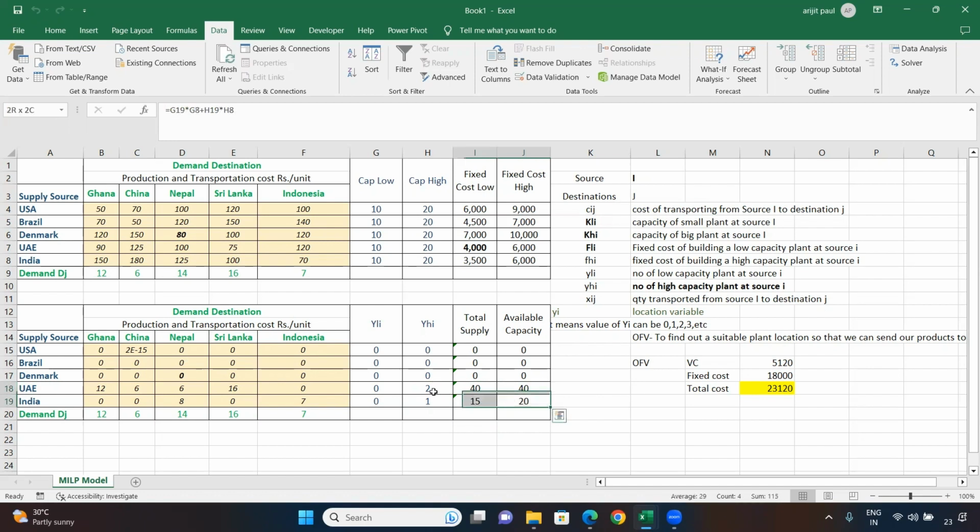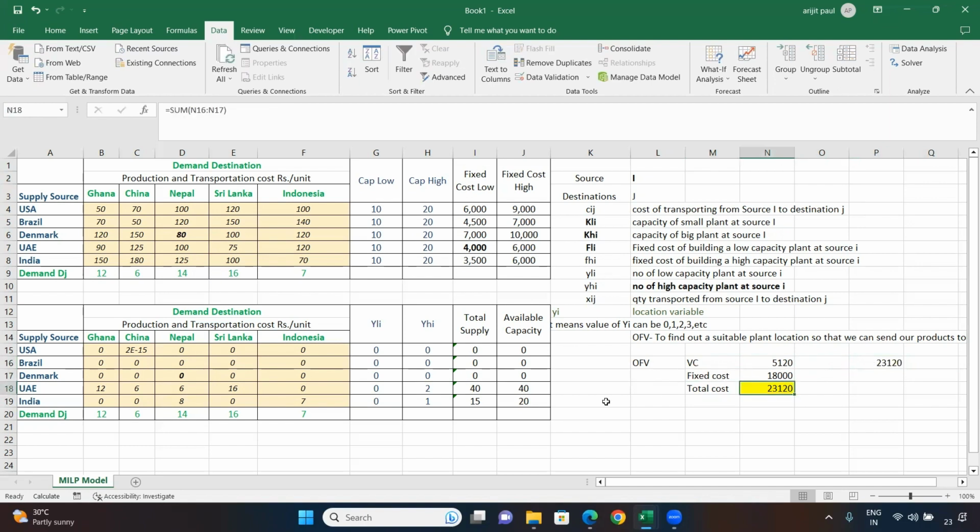Now, if we go this way, then what will be our total cost? The total cost will be 23,120 to satisfy the demand of the market and also to set up the three plants, two at UAE and one in India. Here you can see for the variable cost, we are going to incur around 5,120. For fixed cost, it will be 18,000 to set up the plants, two in UAE and one in India. So this is our solution.